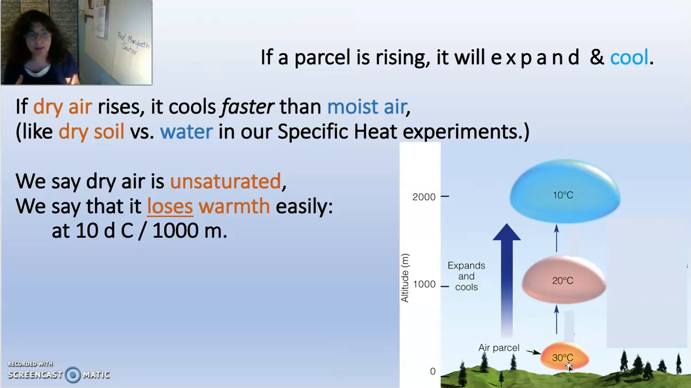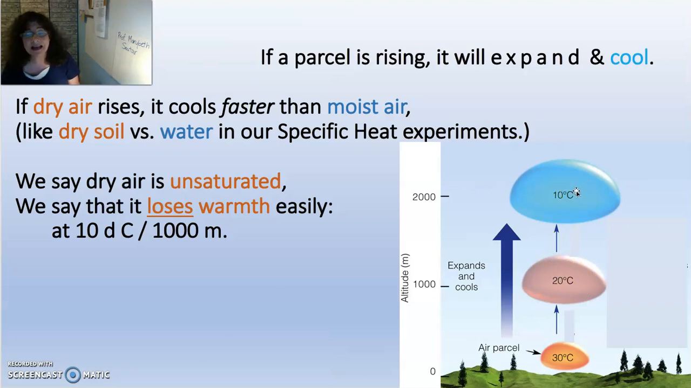We say that the dry parcel is unsaturated because it's not condensed. We say that it loses warmth easily, like the dry soil lost warmth easily. We give it a calculated rate for losing that temperature, and that calculated rate for the dry parcel is 10 degrees Celsius per 1,000 meters. For every 1,000 meters the parcel rises, it will lose 10 degrees Celsius.